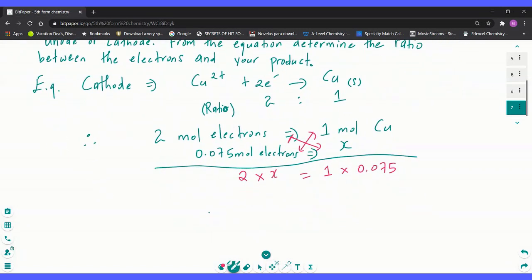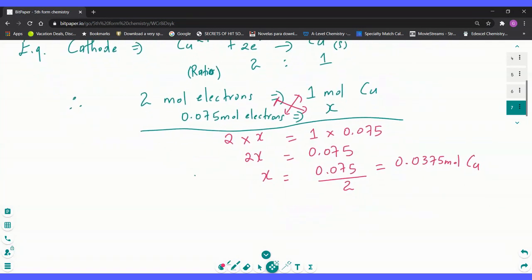So that means that 2x is equal to 0.075. And then x would be equal to 0.075 divided by the 2. So what would be the answer here? Okay. So it means that based on the amount of electrons I could discharge, I could only form 0.0375 moles of copper.